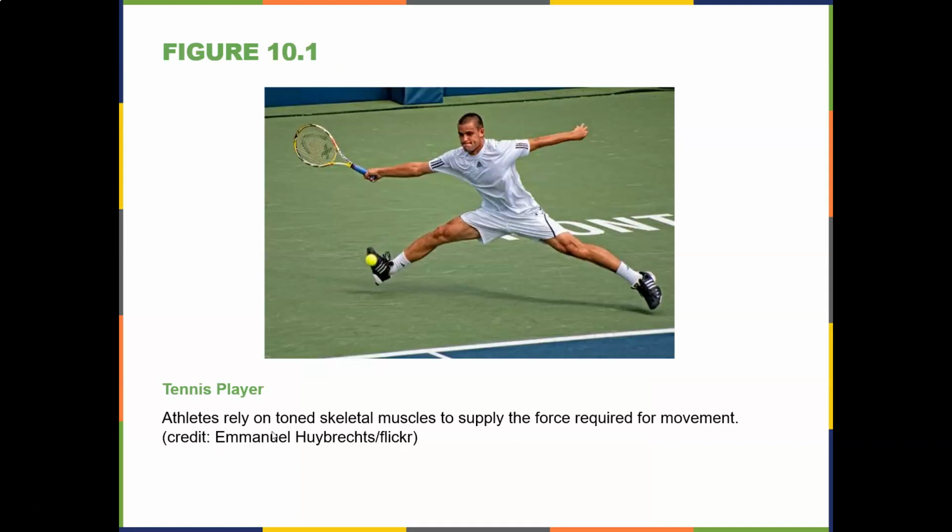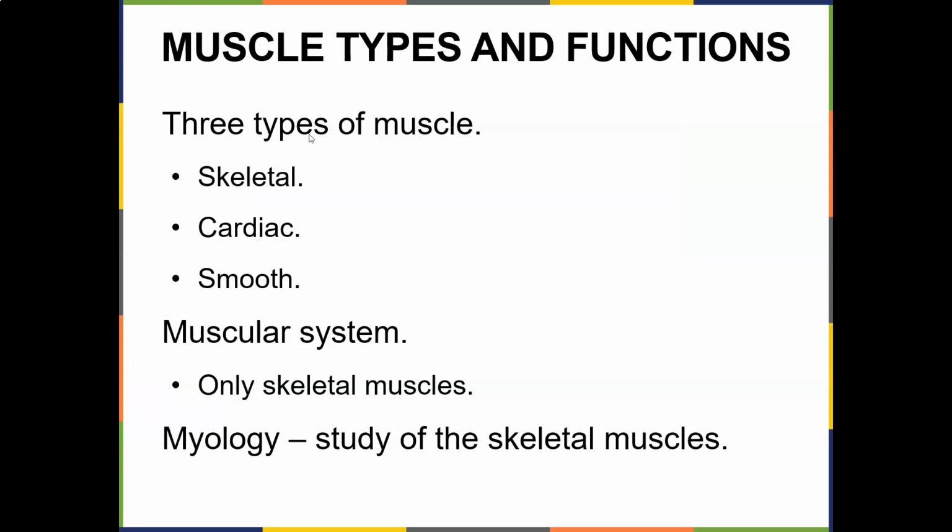So athletes rely on toned skeletal muscles to supply the force required for movement. All right. Now there's a difference. There's three different types of muscle, and we're talking about skeletal, cardiac, and smooth. So here are the three types: skeletal, cardiac, and smooth. The muscular system is just skeletal muscle, and myology is the study of skeletal muscles.